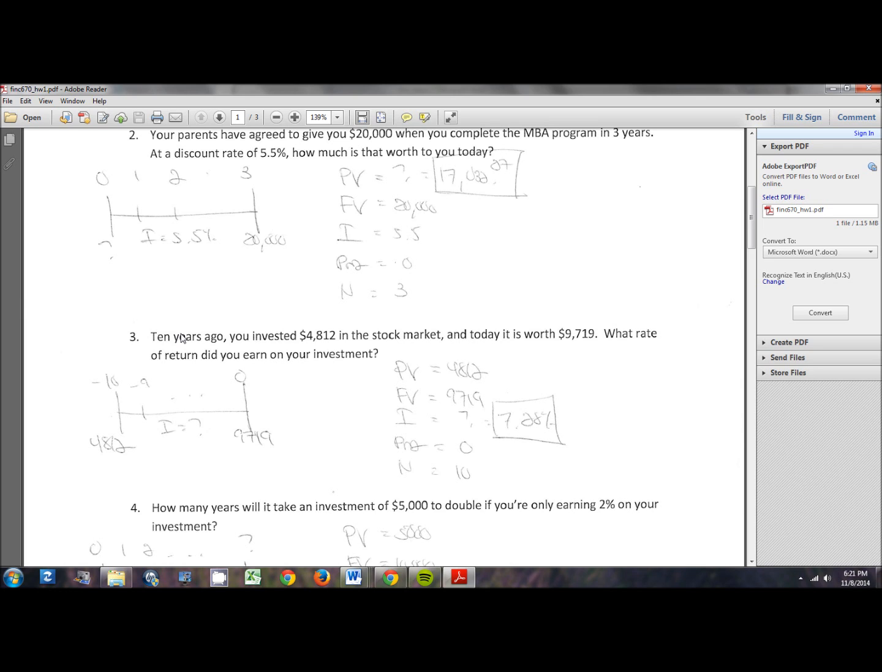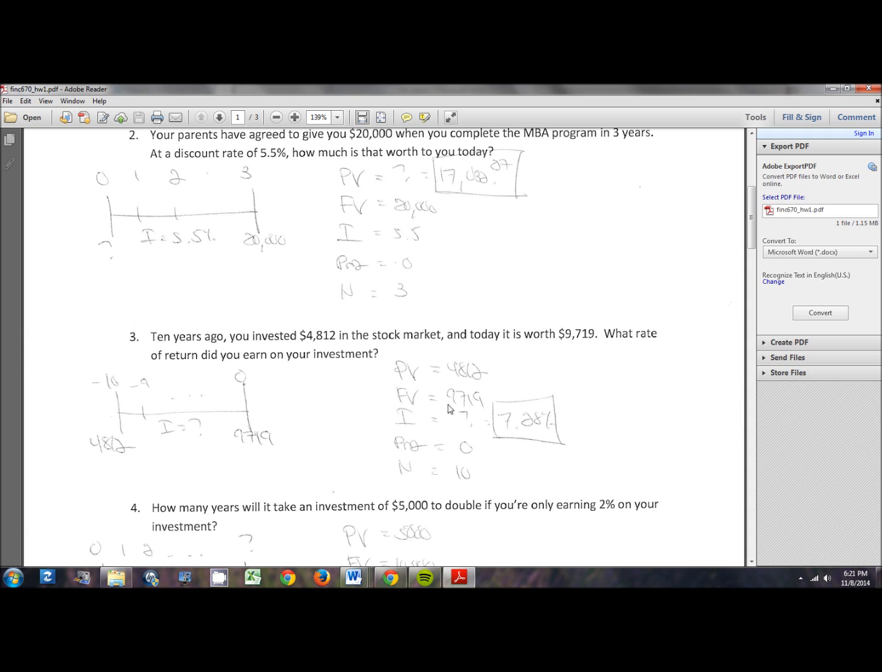Ten years ago, you invested $48.12 in the stock market. Today, it's worth $97.19. What rate of return did you earn on your investment? The easiest way to set this problem up is to have 10 years ago be my present value and today be my future value, and then solve for the interest rate that brings these two numbers together over that 10-year time horizon. So here, my present value is $48.12.